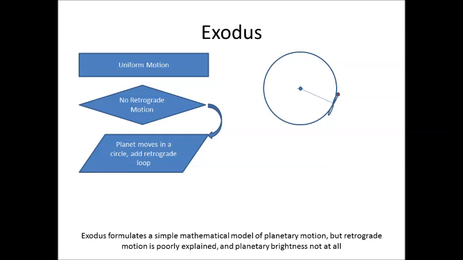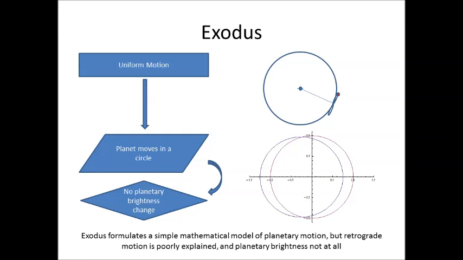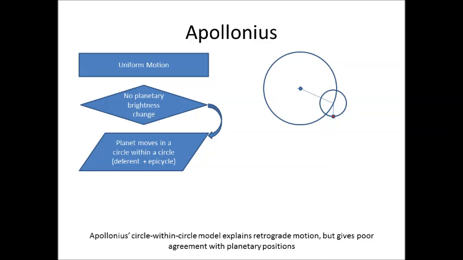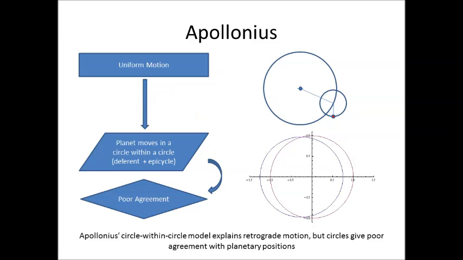Eudoxus adds a retrograde motion to Plato's model. But Eudoxus' model is still unable to predict planetary brightness changes. Apollonius creates a deferent epicycle model to address changes in planetary brightness. Apollonius' model provides a coarse prediction of planetary positions, accounting for retrograde motion and brightness.